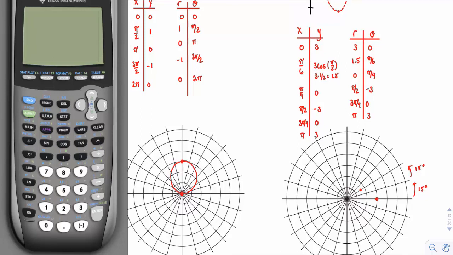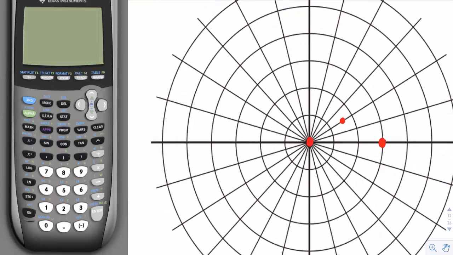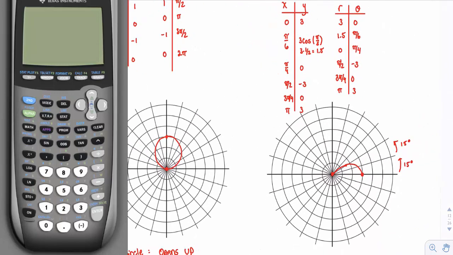The next point is going to be 0, pi over 4. Now remember, you're at 0. It doesn't matter what your angle is. You're not going anywhere. So there's your third point. And to start this, we have this little curve right here. So that's where we're currently at.